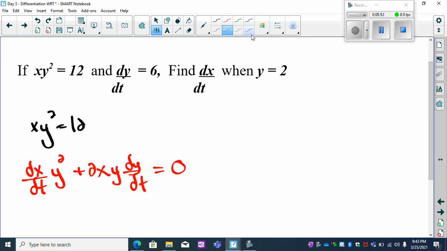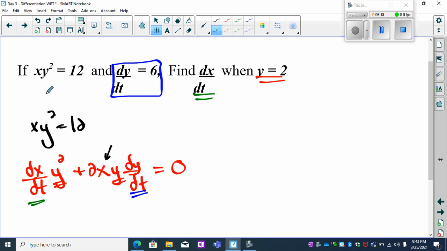Now you'll notice that they've given me this, dy over dt. That's going to be a 6. They're asking me to find this, and they're telling me that y is 2. All right, so I'm going to replace the y with a 2. What's the problem? Well, I don't have this guy right here.